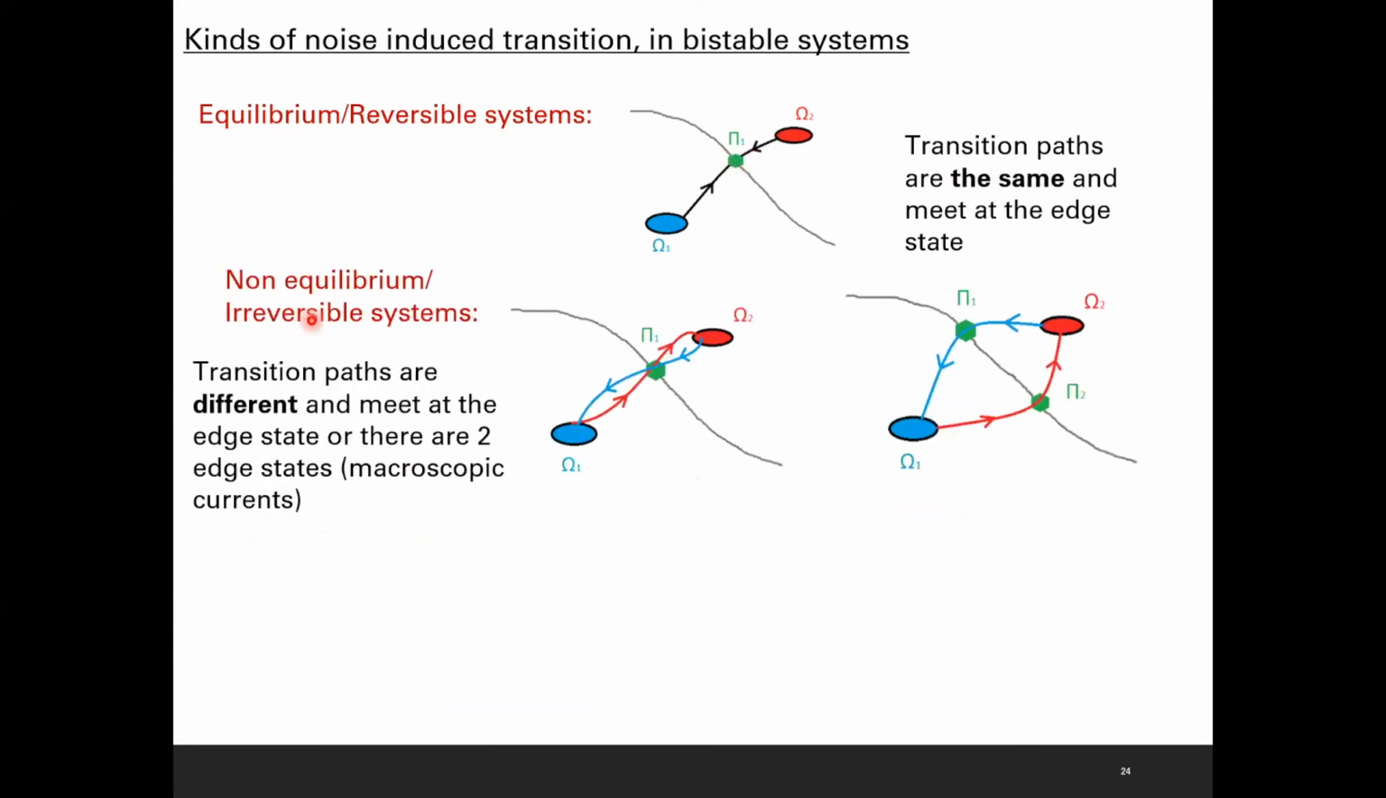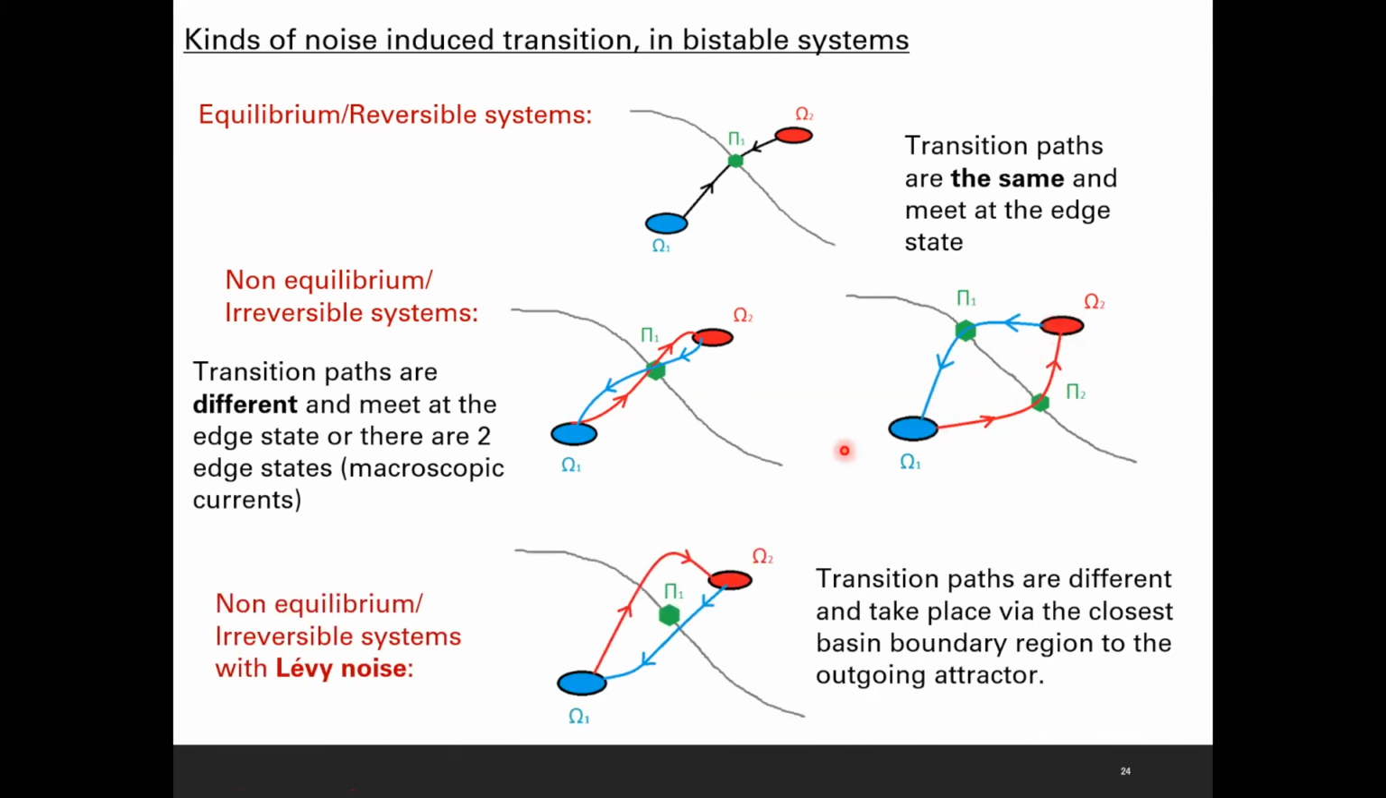For non-equilibrium or irreversible systems, the transitions are going to be different. In one example, we saw that they only meet at this single edge state on the basin boundary, or there are going to be two edge states, and therefore they never meet. So this is in microscopic terms. And for non-equilibrium systems that are driven by Levy noise, the point is that transitions are different and they take place with the closest basin boundary region to the outgoing attractor. So the jump is so high they don't even see the edge state.